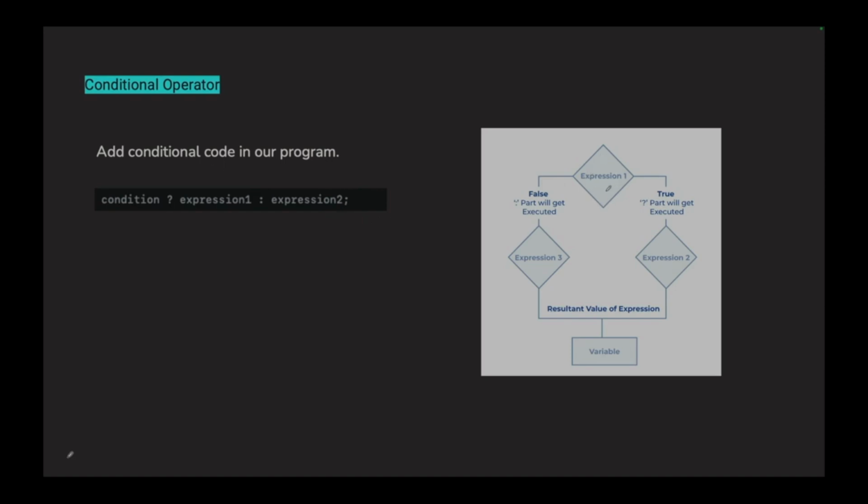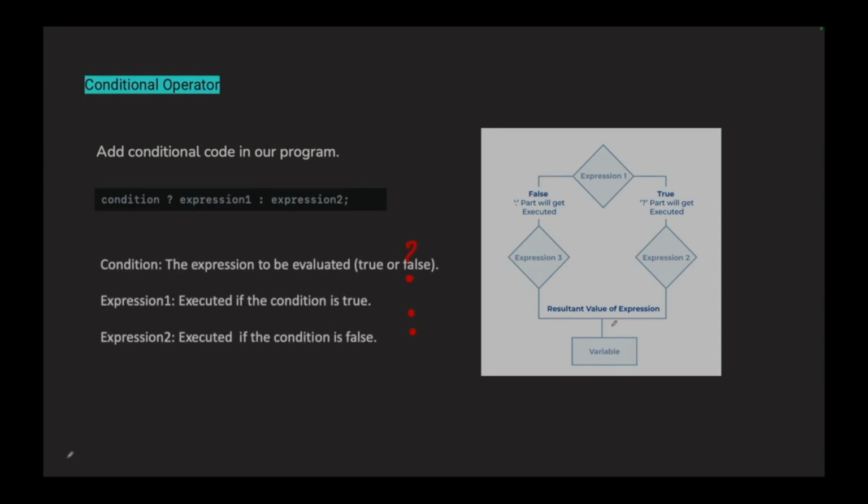First of all, we will get expression 1, that is the condition. If the condition is true, the question mark part is executed, and if false, we will execute the part after the colon. Here you can see, if false, that part will get executed, if true, the other part will be executed, and we will redirect to another line of code after finishing this condition. Expression 1 is executed if the condition is true, expression 2 is executed if the condition is false.